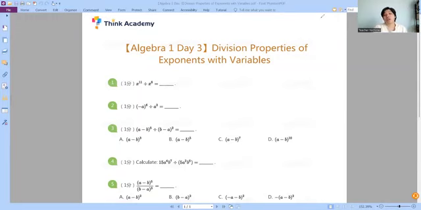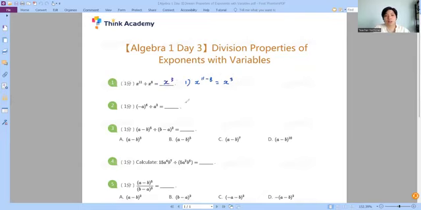Today we're going to be working on problems that deal with the division properties of exponents with variables. Let's get started with question 1. For question 1 right here, I have x to the 11th power divided by x to the 8th power. Right here we apply the quotient rule, which states that when we have the same base and there's division going on, all we have to do is subtract the exponents. Right here, it's x to the power of 11 minus 8, which is x to the power of 3.